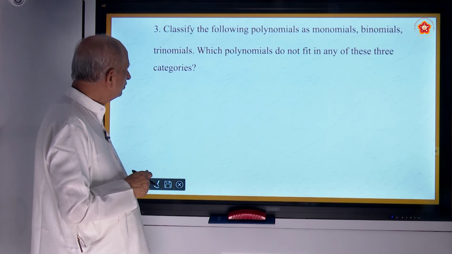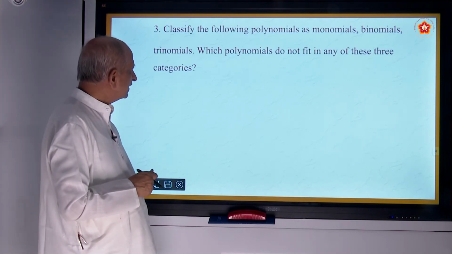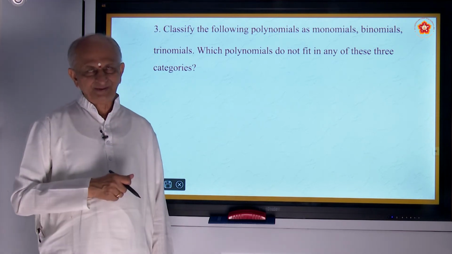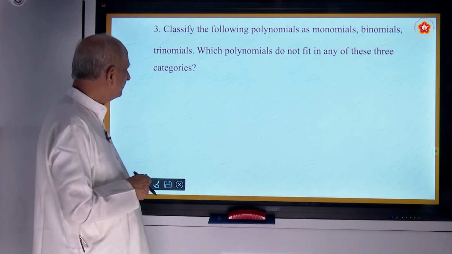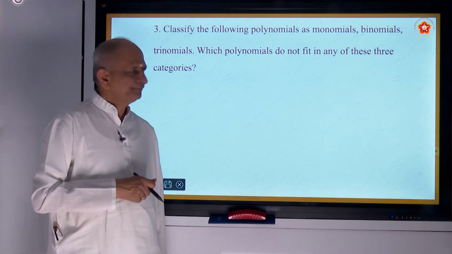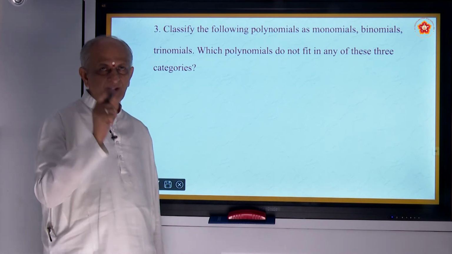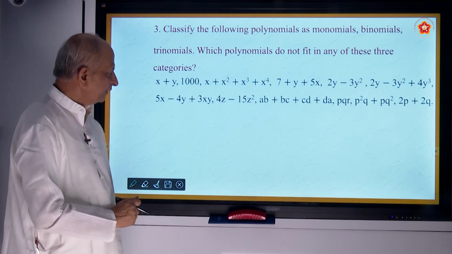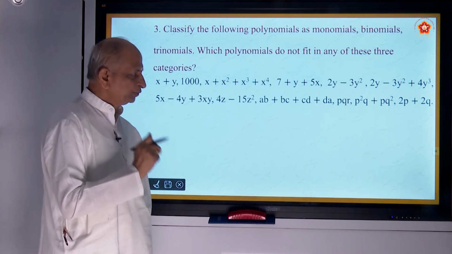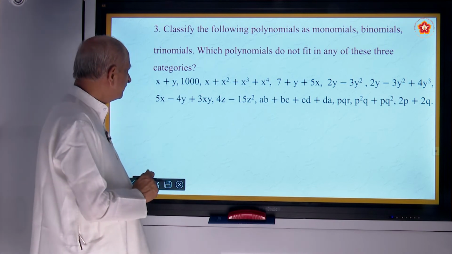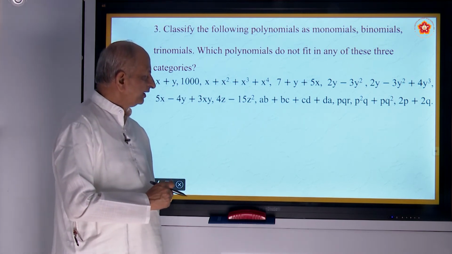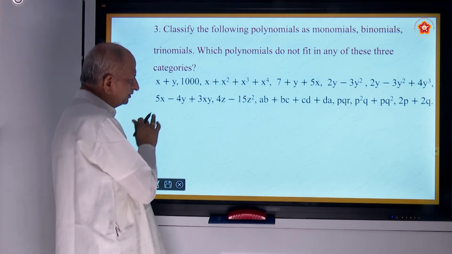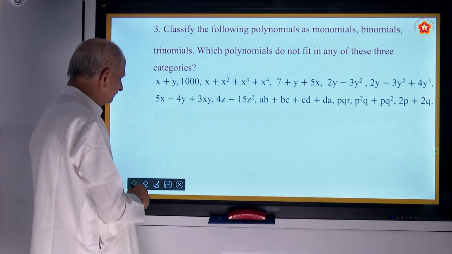Now coming to the last question here. Classify the following polynomials as monomials, binomials, trinomials. Monomial means what? One term. You must select which have one term, then two terms, binomial, then three terms, trinomial. Then they are asking which are not fitting, meaning out of this you must select that.